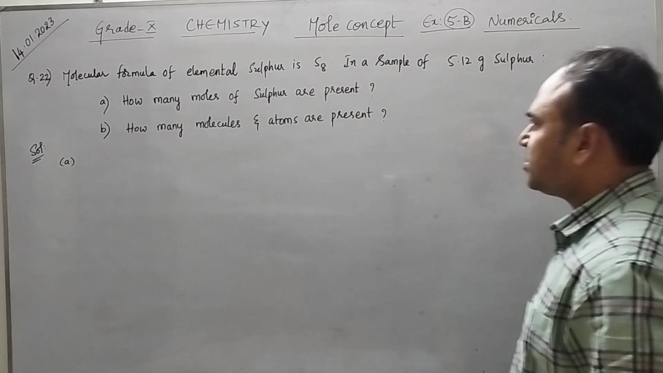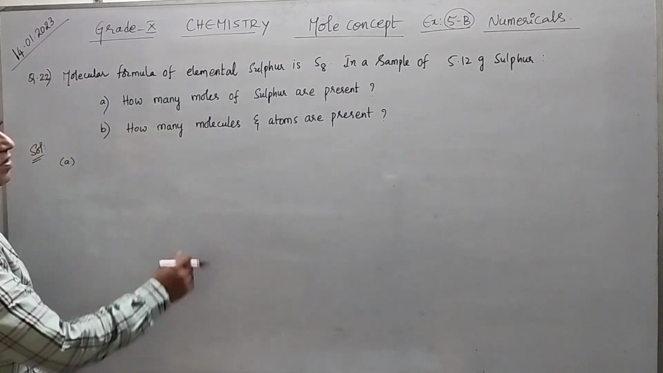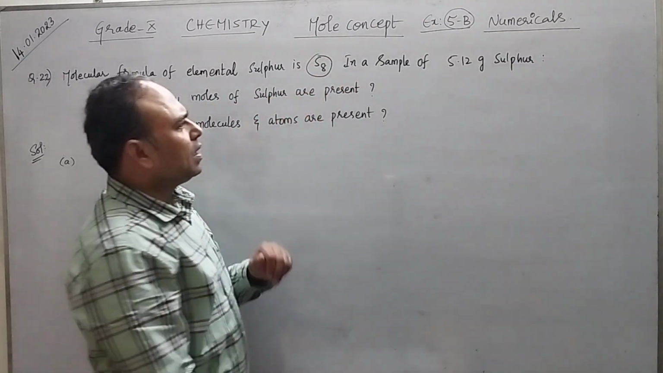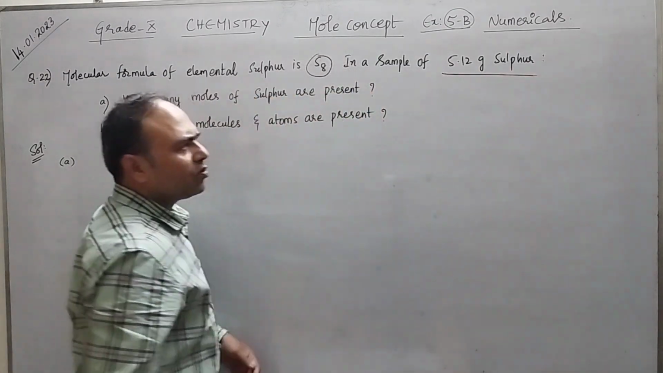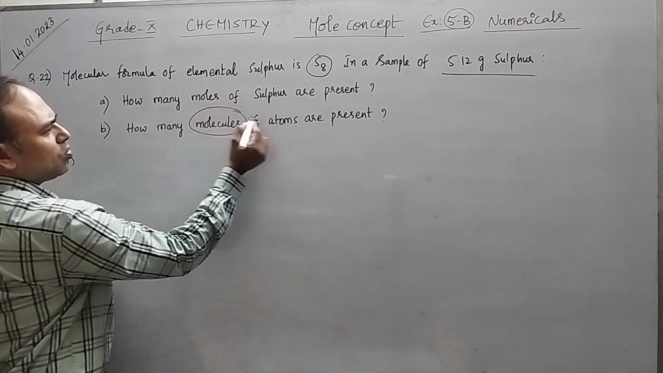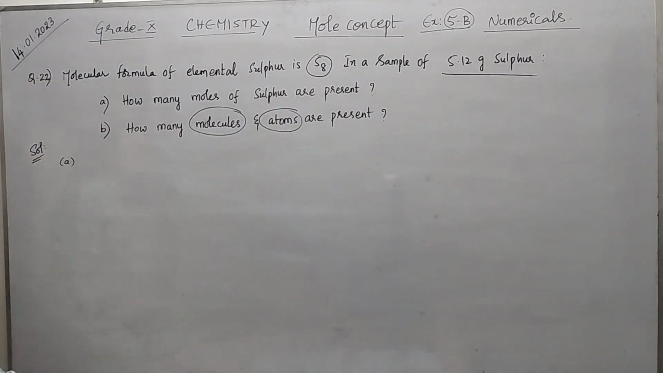Now question number 22. The molecular formula for elemental sulfur is S8, so we have 8 atoms of sulfur. Sample you have around 5.12 grams. They are asking the number of moles as well as how many molecules and how many atoms are present. Let us solve step by step.